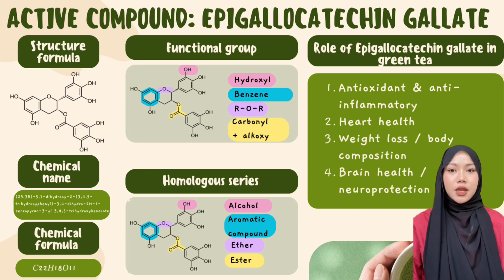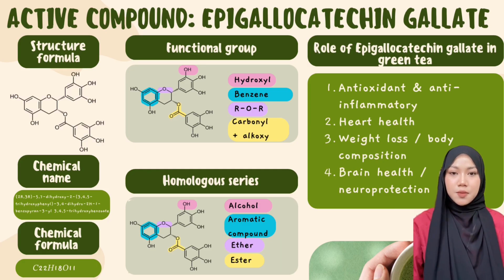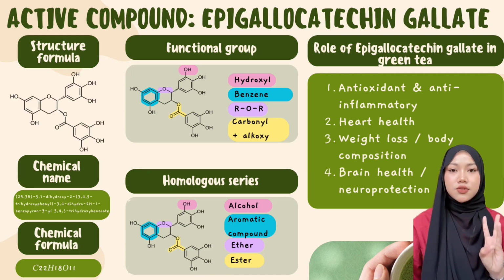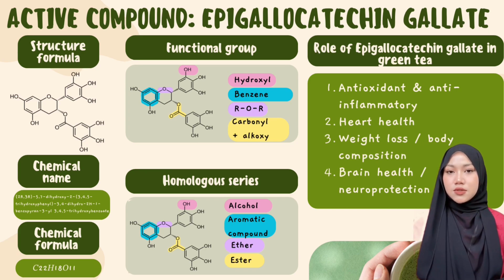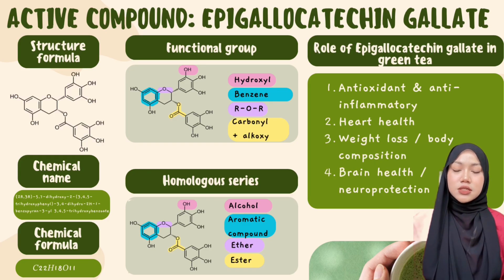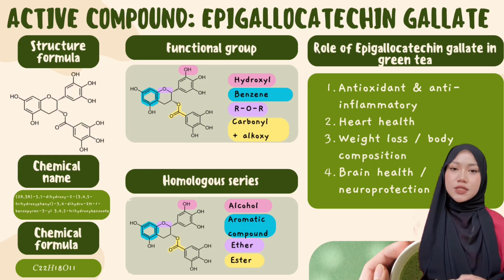It's a polyphenol made up of several aromatic rings and multiple hydroxyl groups attached. Its chemical formula is C22H18O11. You will also notice the 2R-3R descriptor in its chemical name. This indicates the stereochemistry at carbon positions 2 and 3, which are chiral centers. Each chiral carbon is connected to 4 different groups, so it can have different 3D arrangements, like a mirror image. This 3D structure is important because it affects biological interaction and activity.